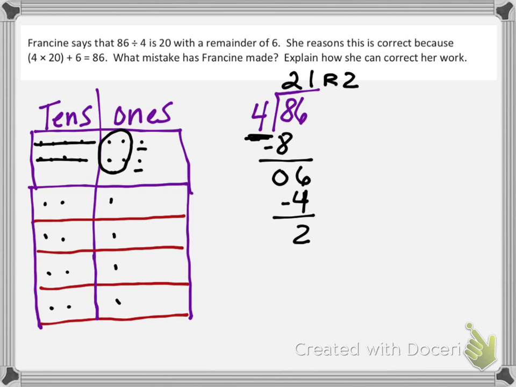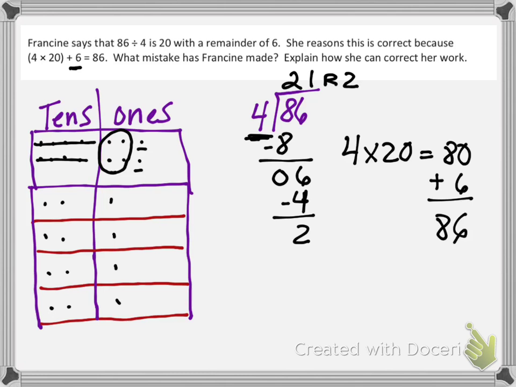So, in that case, we found her mistake. She can easily say that 4 can go into 8 2 times, and that would show us that 4 times 20 does give us 80, and she had a remainder of 6, and she's going to add that 6 to get 86.